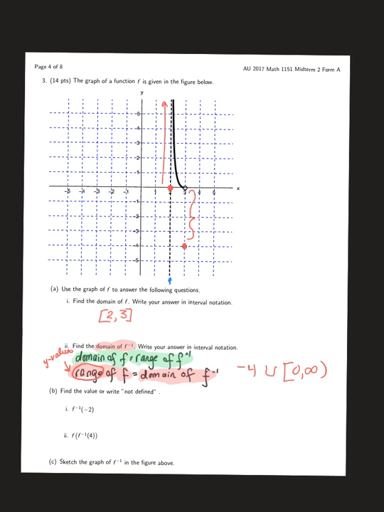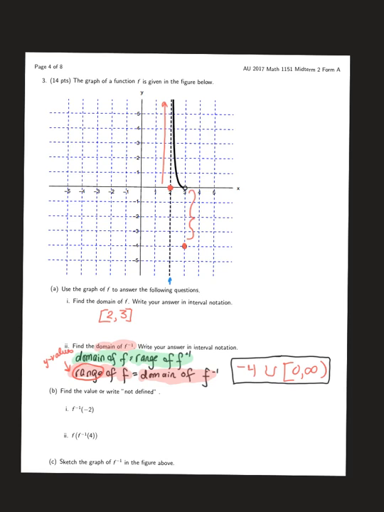Now I would like to note that I'm not quite sure of the proper notation here for just including 1 point, but our range only includes the point -4 and then 0 to infinity. So this is how I am choosing to write my final answer. But please pay attention to the very specific way your professors would like you to write this.